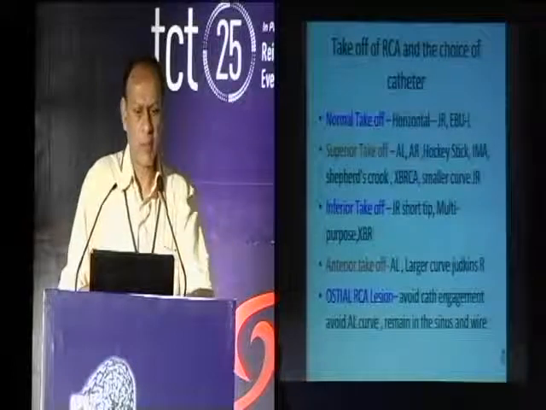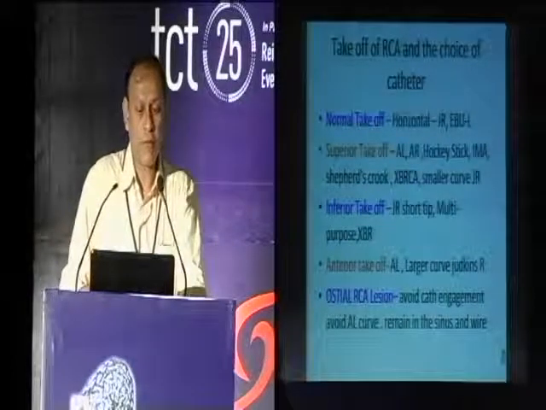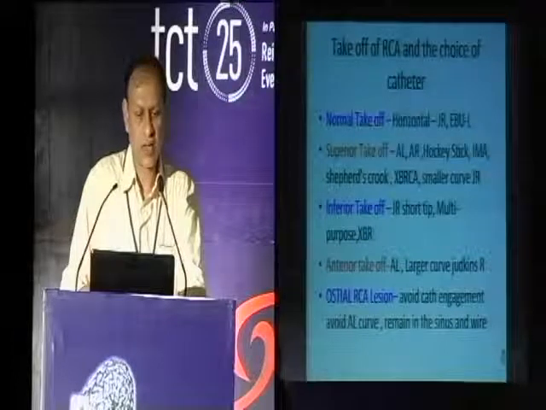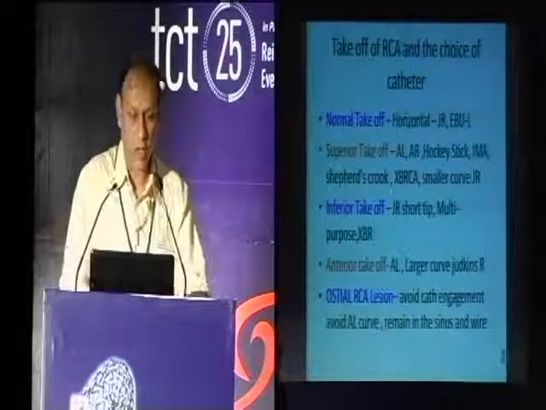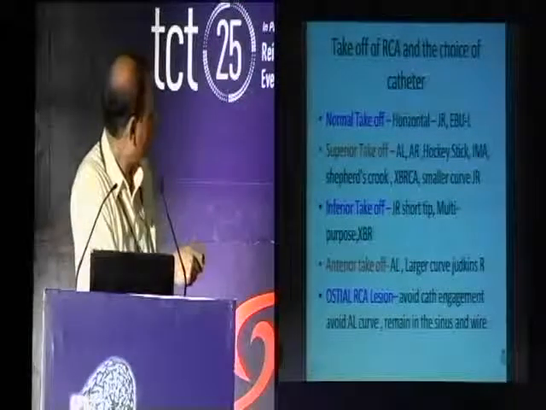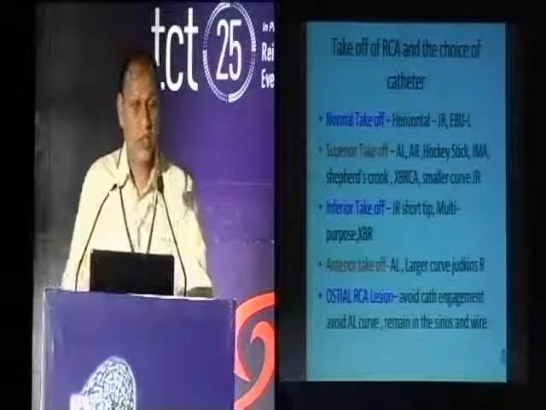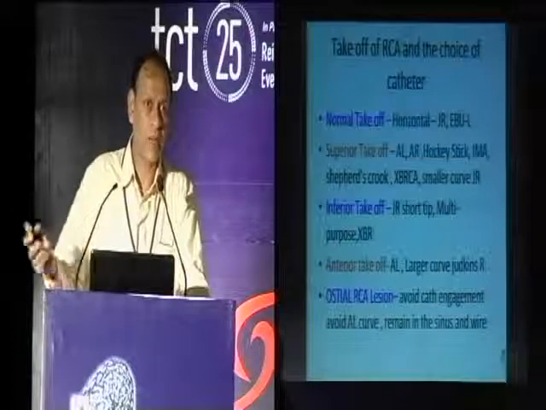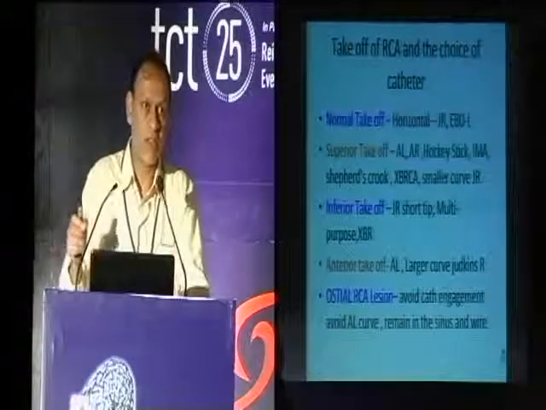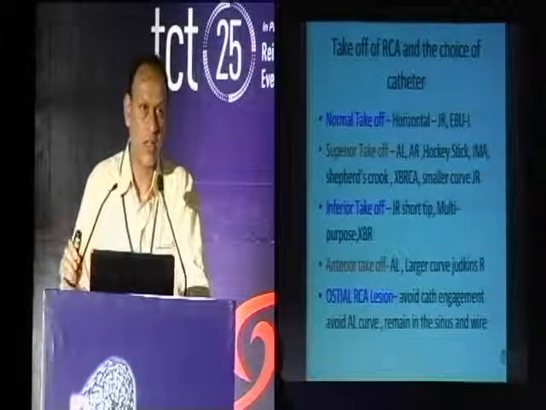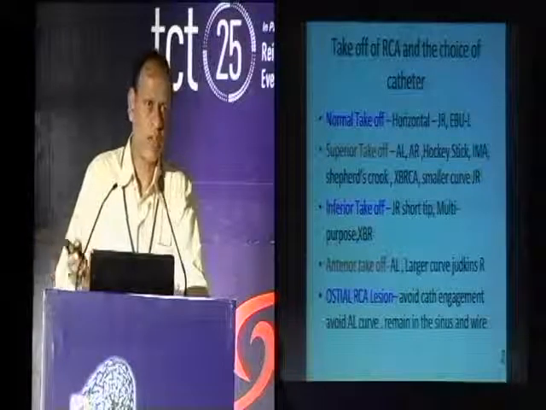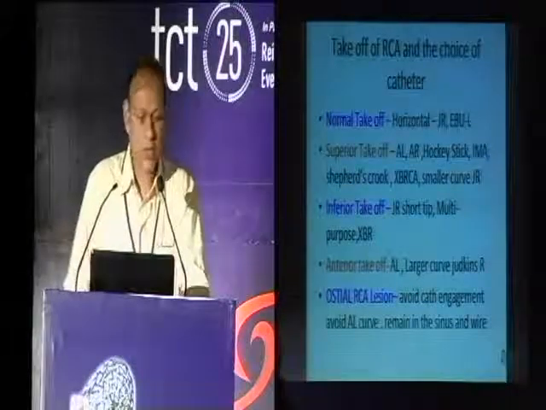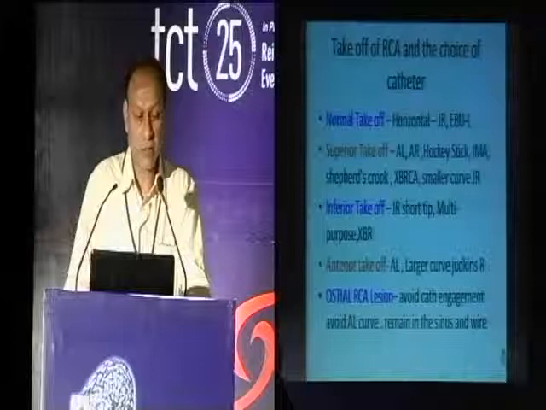Let's just spend 1 minute on this particular slide. The takeoff of the RCA decides the choice of the guiding catheter. With a normal takeoff, you can use a horizontal takeoff. You can use a JR, Judkins right, or sometimes even an EBU procedure. You have done a left procedure, the same EBU catheter can be pulled out of the left coronary, do a clockwise rotation, and the EBU simply goes and sits into the right coronary artery. It's not very difficult. We've done some procedures like that.